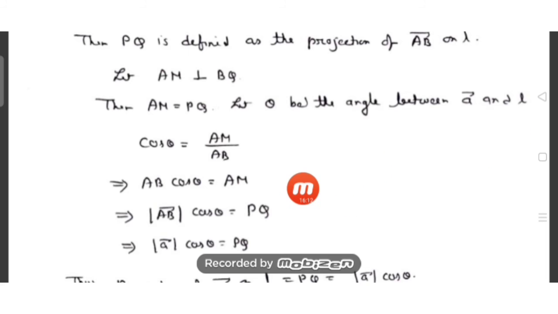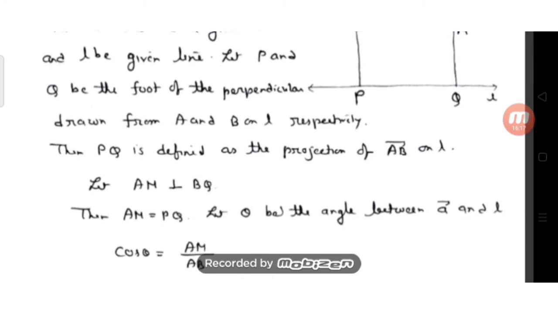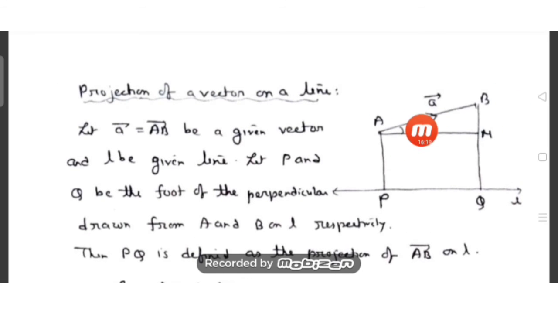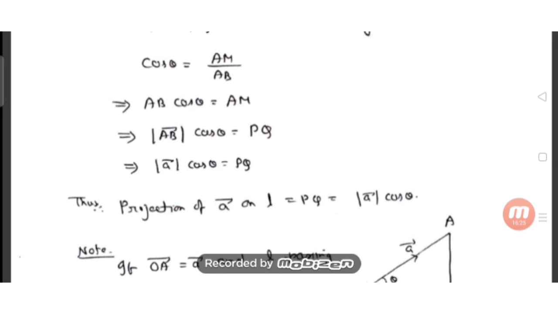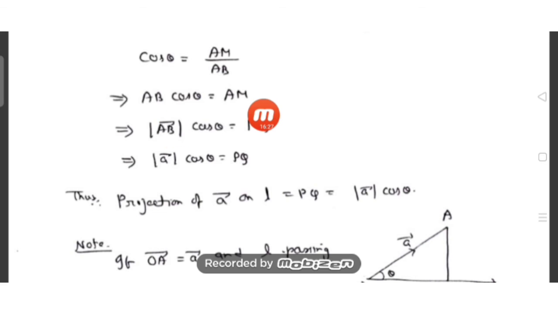If I extend it, then cos theta will be equal to AM by AB. From the triangle we know the cos theta formula, base by hypotenuse, so AM by AB. So from here AM is equal to AB cos theta, and AB means nothing but the magnitude of the vector, which can be written as modulus of A. And AM is equal to PQ from the figure, so we have got projection PQ equal to modulus of A cos theta. So what does it mean?